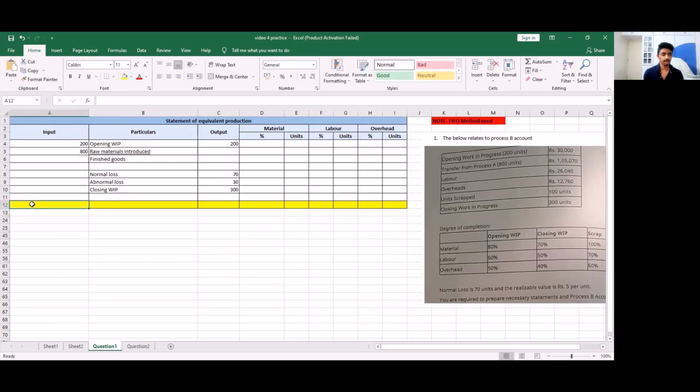Now let's total our input and output columns to see what the balance is, or to find out what our finished goods is. So on the input column, we have a sum of 1000. And on the output column, we have a sum of 600. So we notice there is a difference of 400, and this will be our finished goods.